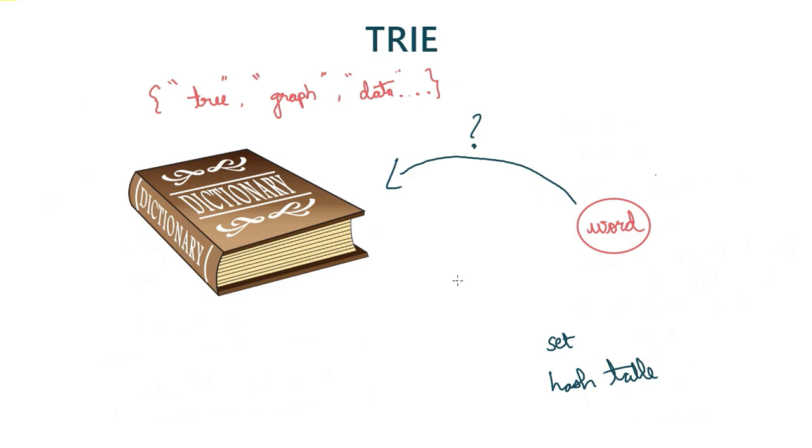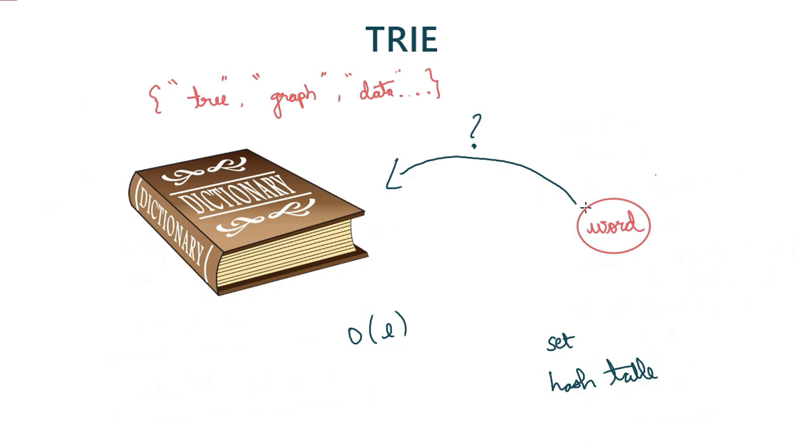However, a more optimal way to store these strings would be using a trie. A trie is optimal because its complexity for searching a string is just O of L, where L is the length of the word we are searching for. And this is much faster than using a set and a little bit faster than using a hash table.